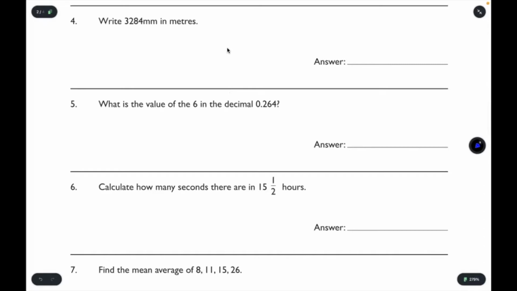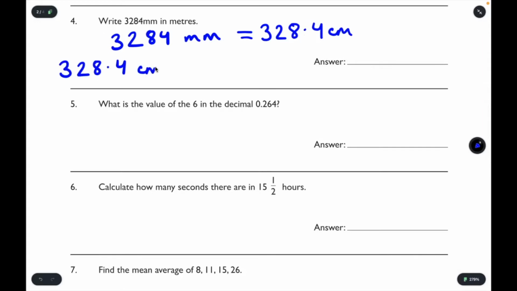Question 4, write 3,284 millimeters in meters. So we've got 3284 millimeters. Now, first of all, let's write what that would be in centimeters. There are 10 millimeters in 1 centimeter, which means if there are 3,284 millimeters we're dealing with, the number of centimeters is going to be 10 times as small as that. So we need to divide 3,284 by 10. That means this equals 328.4 centimeters.